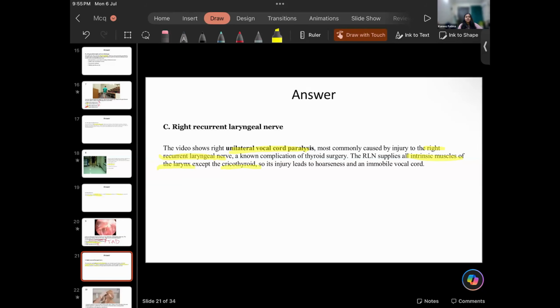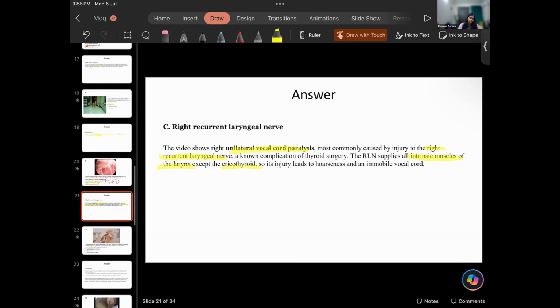So this injury will lead to hoarseness and an immobile vocal cord. And the paralysis of the cricothyroid would lead to a failure of high pitch phonation.